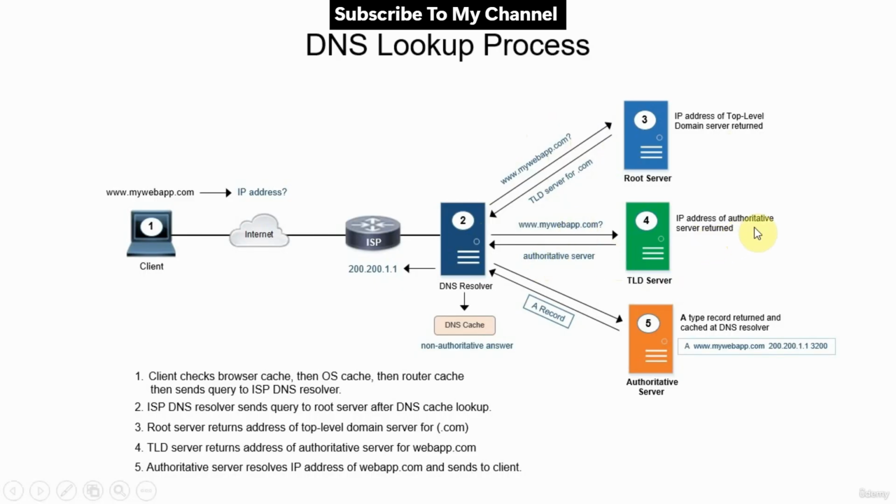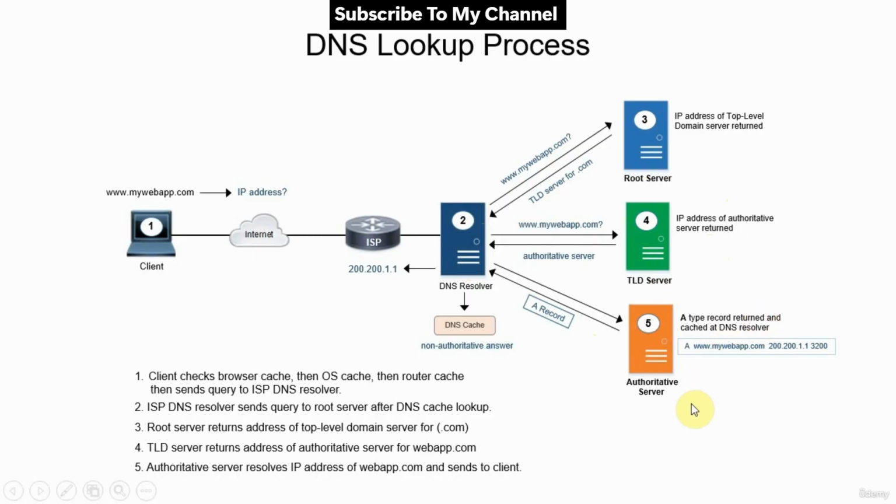So this will give you the IP address of the authoritative server. So it's for the .com. This TLD is a .com top level domain server, and it will say, okay, this is .com. Now the MyWebApp part of it, you're going to find that in this authoritative server. So it goes back here, and then this sends this request off from the ISP resolver again.